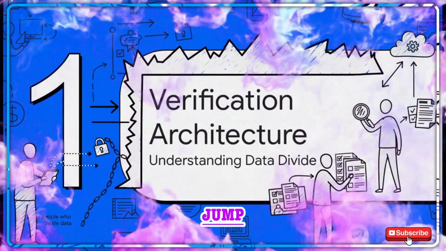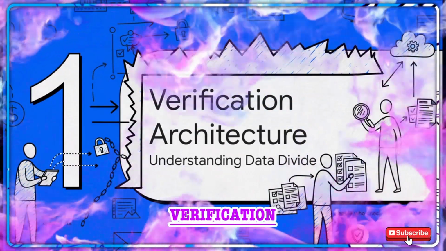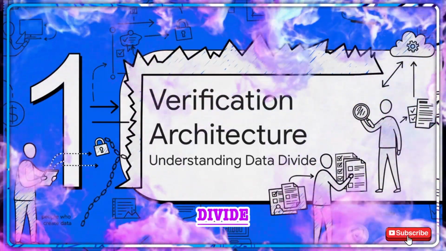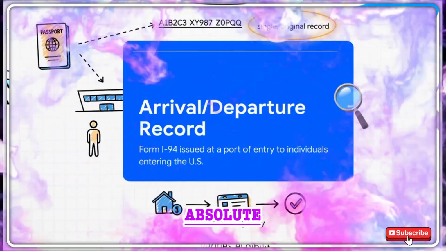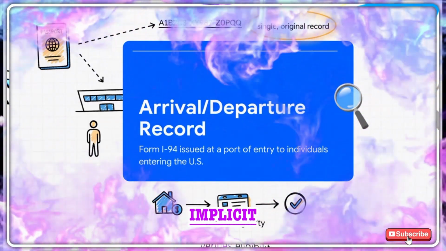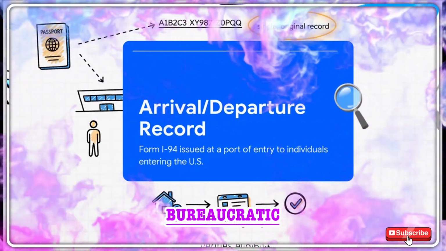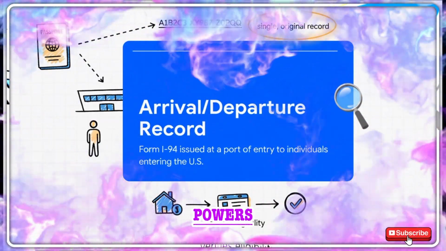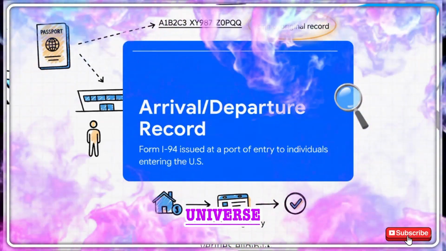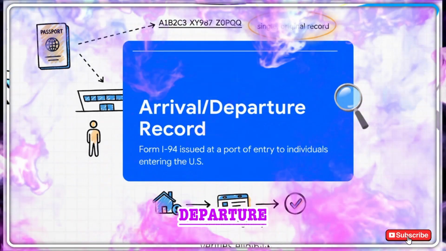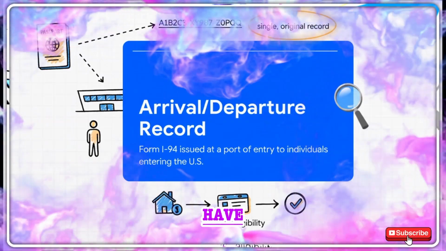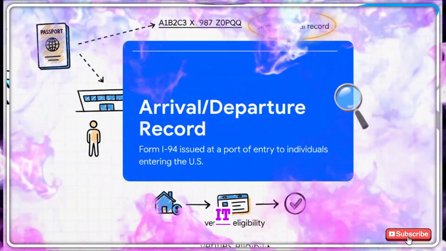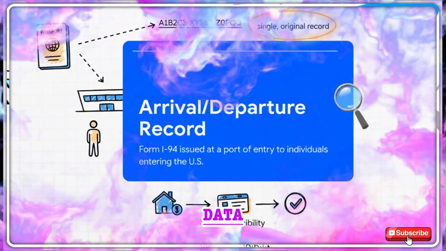All right, let's jump right into part one, the verification architecture and understanding the data divide. Okay, so the absolute core, the implicit assumption of this entire bureaucratic framework is built on a very strict separation of data powers. And right at the center of this universe is your arrival/departure record form. Now, you have to realize this isn't just a standard receipt you get for crossing a border. It is the absolute foundational data anchor.